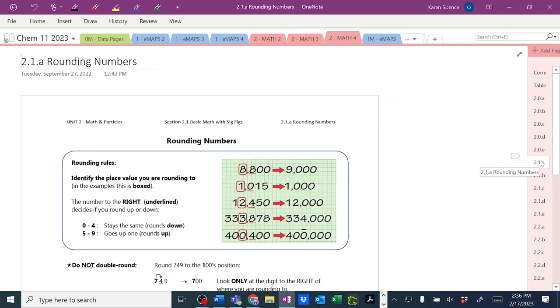Then we get into the meat of it, which is where we're going to start today. And we are going to look at rounding numbers, which sounds incredibly easy and mostly is. I think probably, did you learn some of this in elementary school? Yes? Okay. So some of it is just as easy as it was in elementary school. Okay, and then we'll throw in sig figs.